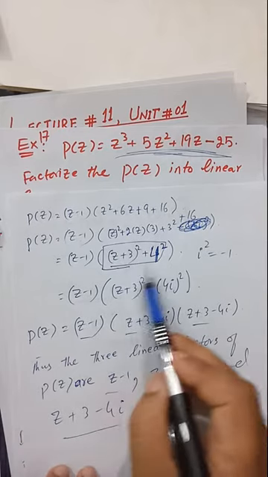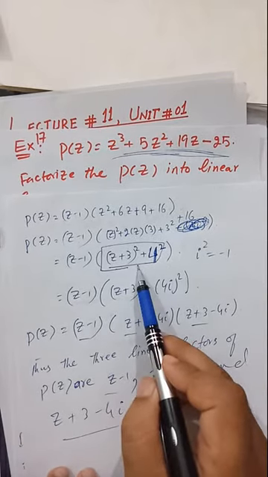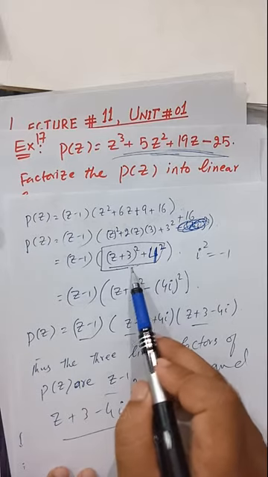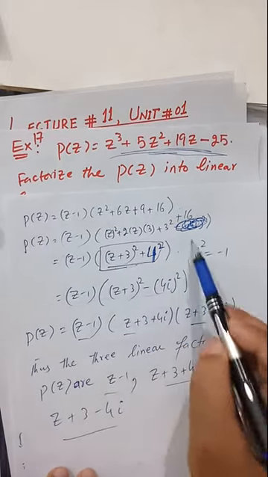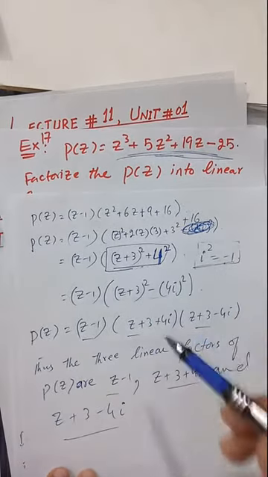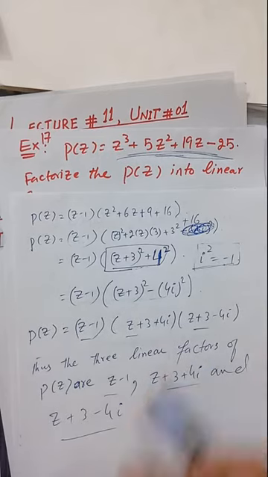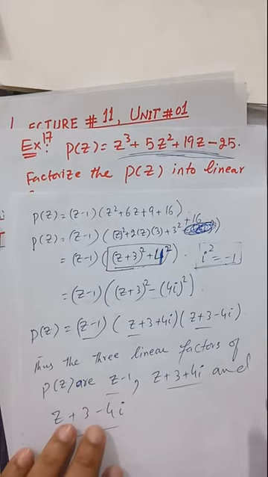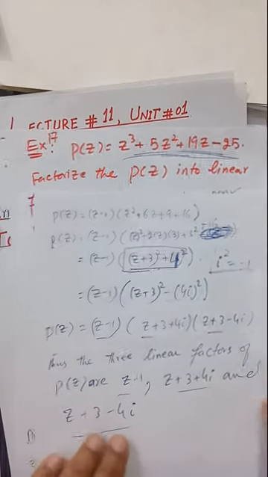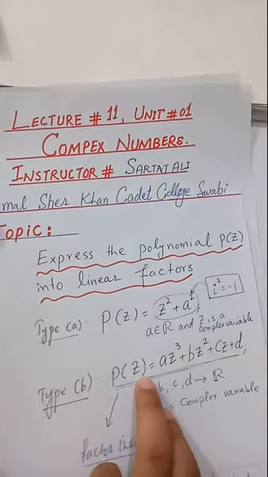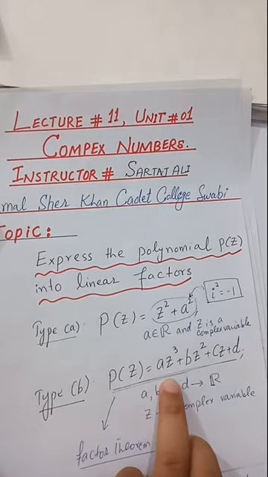So I use the procedure of converting the type A polynomial into linear factors by using this fact, which we already studied in the beginning of this lecture. So this is the procedure to convert the type B polynomial into its linear factors. Type B polynomials are actually cubic, so they must be converted into 3 linear factors.